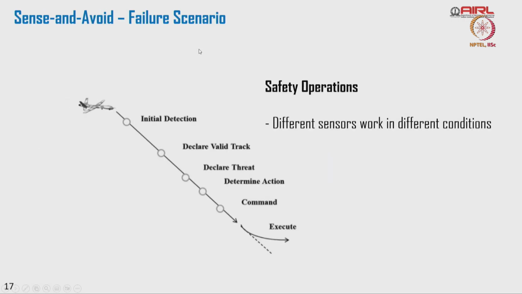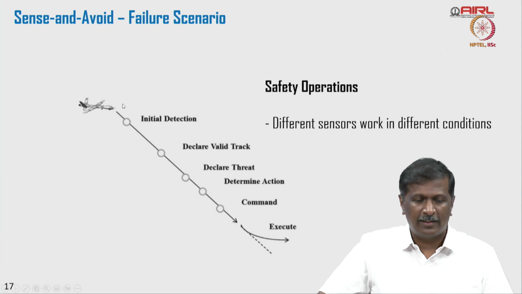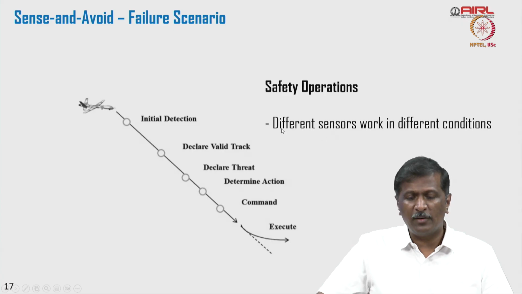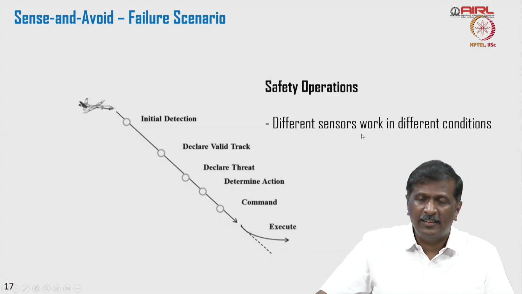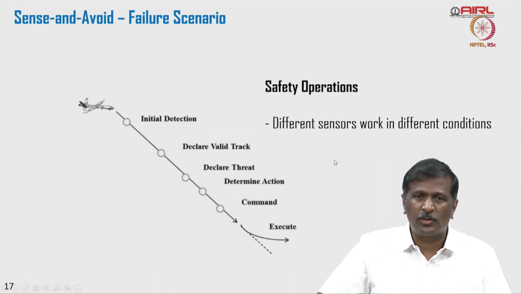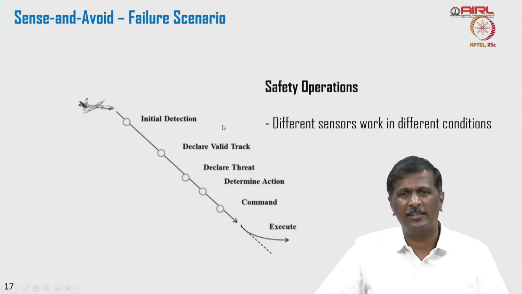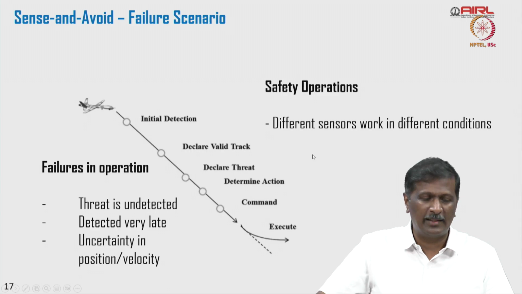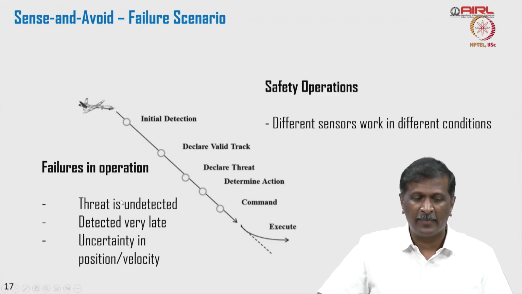Now, what are the failure scenarios? In the whole process of initial detection, declaring a valid track, declaring it as a threat, determining an action or command, and executing in the phase, I may have to use different sensors, right? They work in different conditions. Not all sensors are going to work in all conditions, right? No free lunch theorem: no single algorithm is suitable for all scenarios. That's going to be the biggest factor in failure, right?